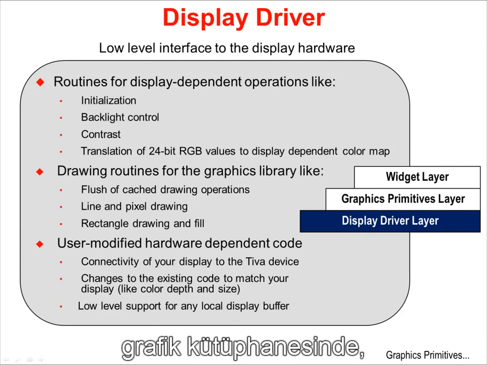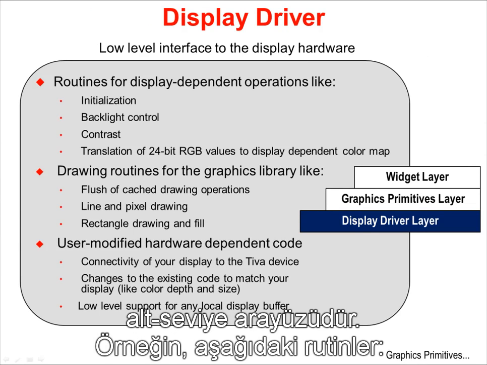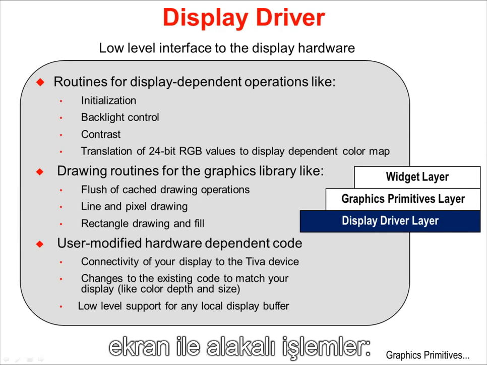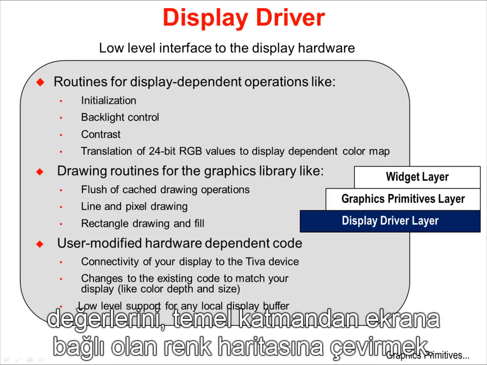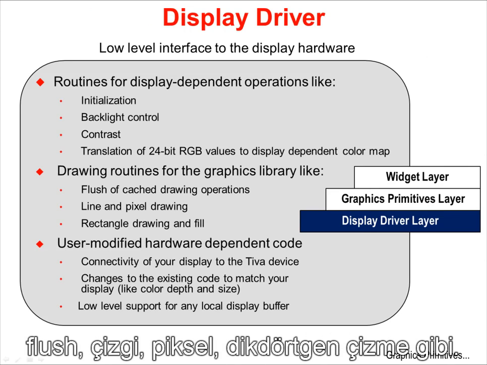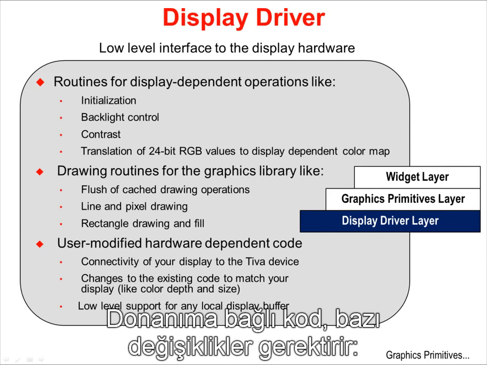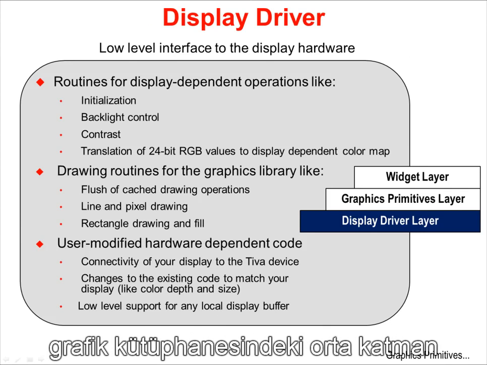Within the graphics library, the bottom layer is the display driver. This is the low-level interface to the display hardware. Routines for display-dependent operations, like initializing the display, backlight control, contrast, translation of 24-bit RGB values from the primitives layers to the screen-dependent color map. The display driver also contains low-level drawing routines, like flush, lines, pixels, and rectangle drawing. Hardware-dependent code will require modification, like connection to the display, the color depth, size of the screen, etc.